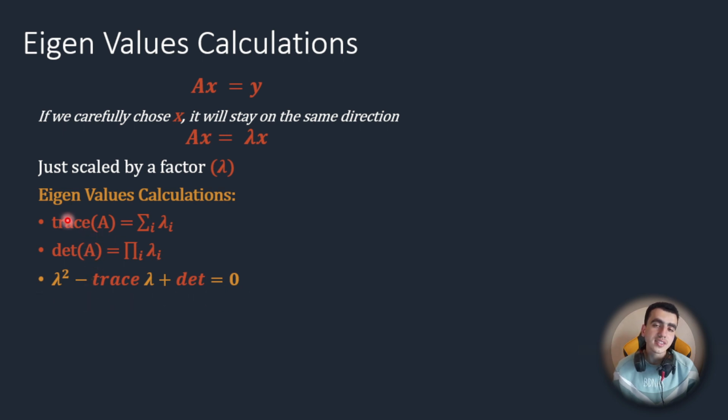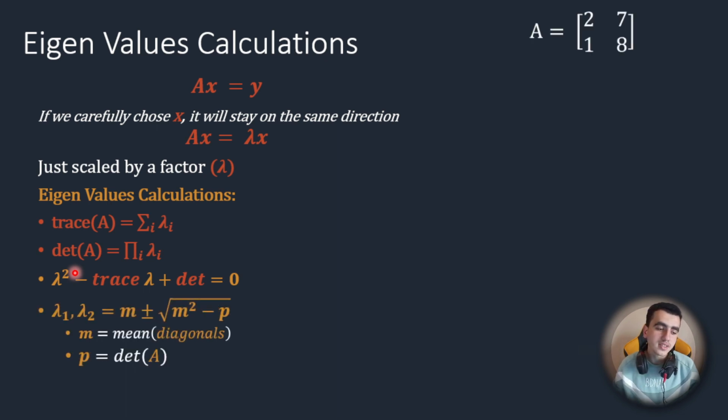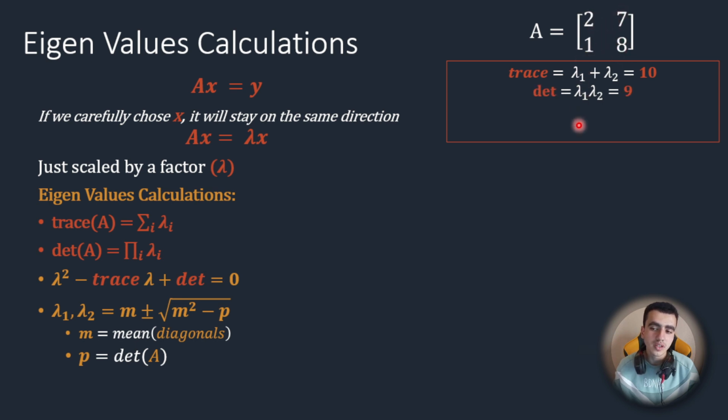So what does the trace of a matrix mean? The trace is the sum of the diagonal. What does the determinant mean? The determinant can be calculated as the absolute value of the matrix, which is multiplying this diagonal and subtracting from it this diagonal, for a 2 by 2 matrix. So for example, if we take this matrix here and calculate the trace, it will be 10, and the determinant will be 2 by 8, which is 16, minus 7, so it will be 9.